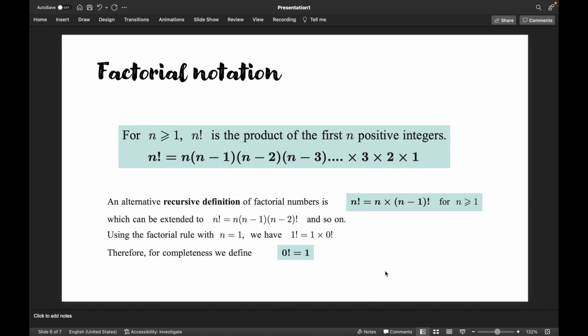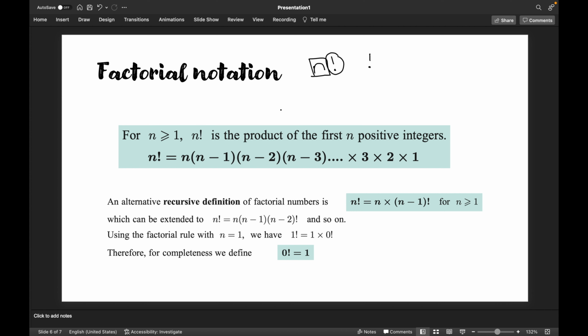Now let's look at factorial notation. A factorial is anything in the form of n factorial. So this symbol, the exclamation mark, signifies factorial, and n is an integer. So for n greater than or equal to 1, n factorial is the product of the first n positive integers. So we have n factorial.